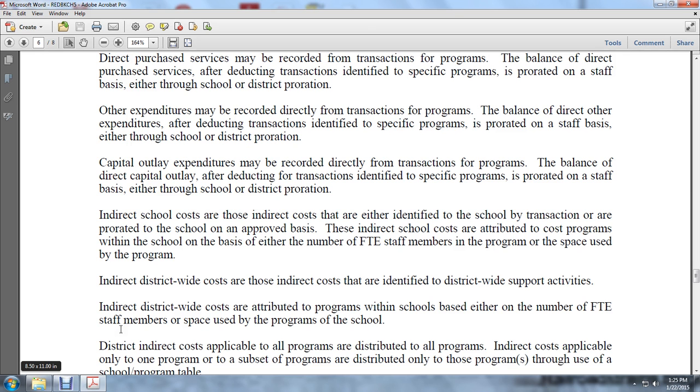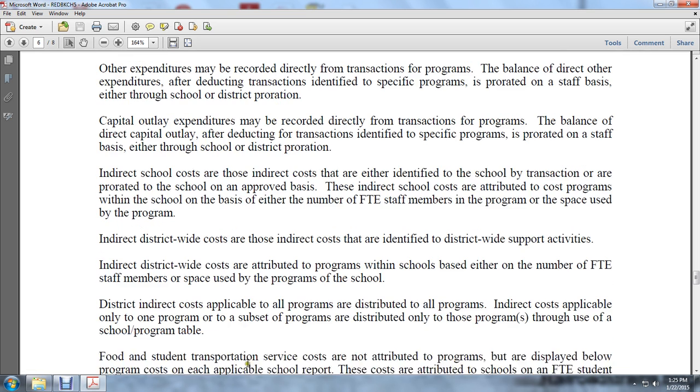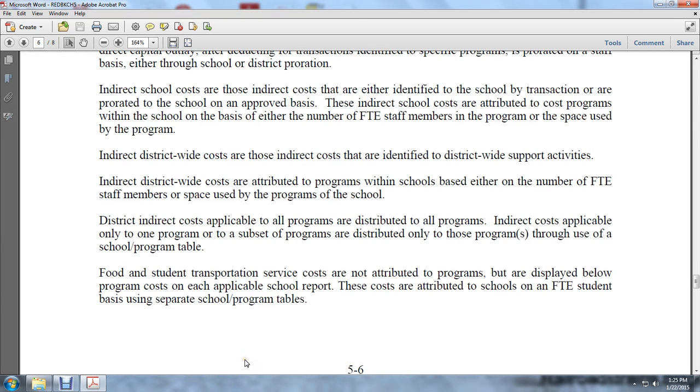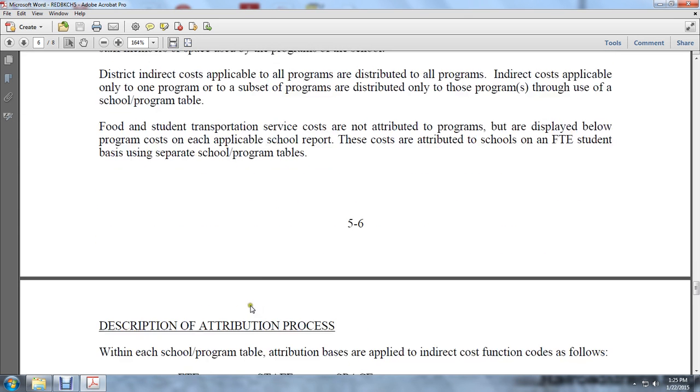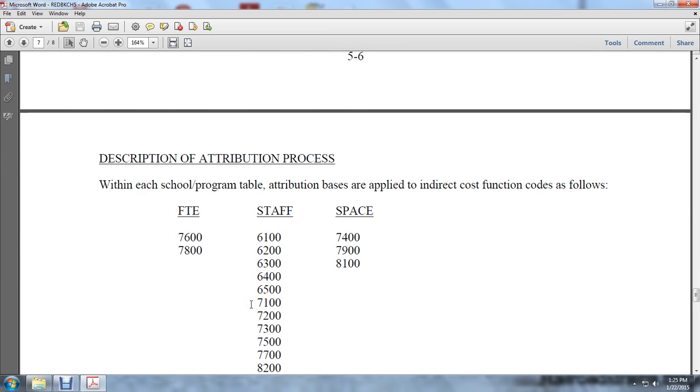Indirect costs applicable to all programs are distributed to all programs. Indirect costs applicable only to one program or a subset of programs are distributed only to those programs, using the school program table. Food and student transportation services are not attributed to the programs, but are displayed below the program costs of each applicable school report. These costs are attributed to the school on the FTE student basis, using the separate school program tables. Distribution attribution process.